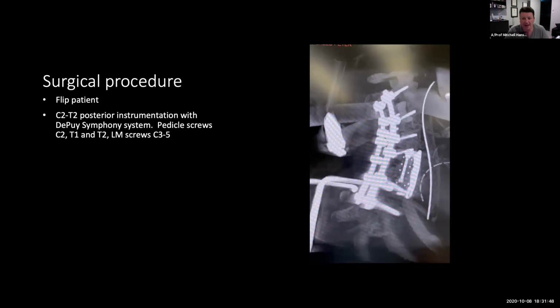The patient was then flipped back, and then I went a little bit longer, as I don't think this patient could be trusted to keep with a short fusion, and went from C2 to T2 using the new Symphony system from DePuy, with pedicle screws at C2, T1 and T2 and lateral mass screws from C3 to 5. The purchase I got with the screws was fantastic, and then I was very happy to lock that off.